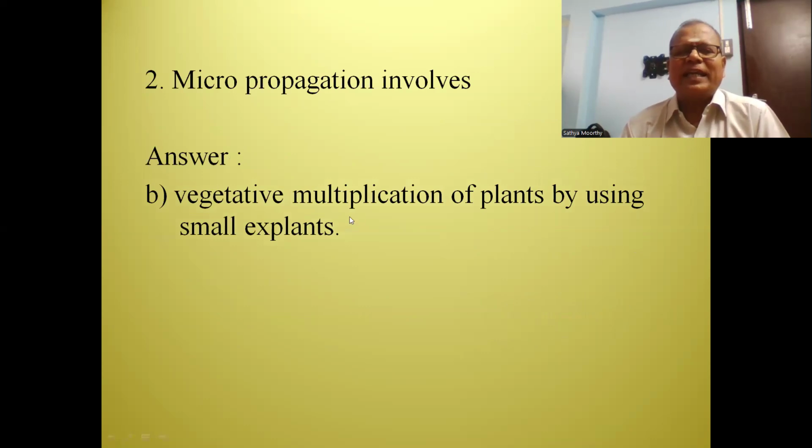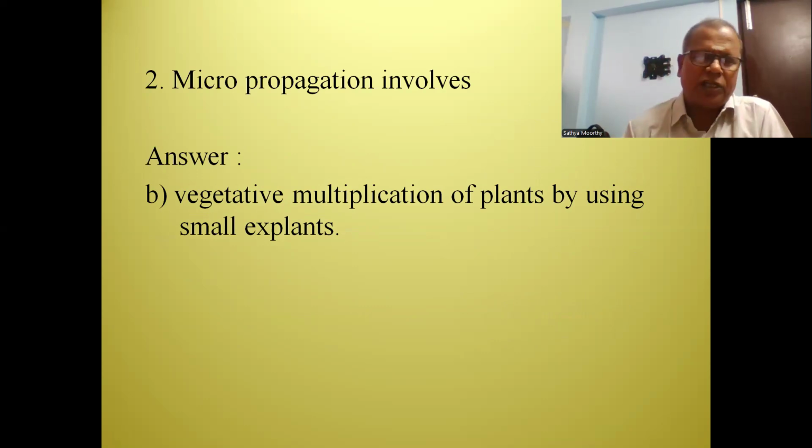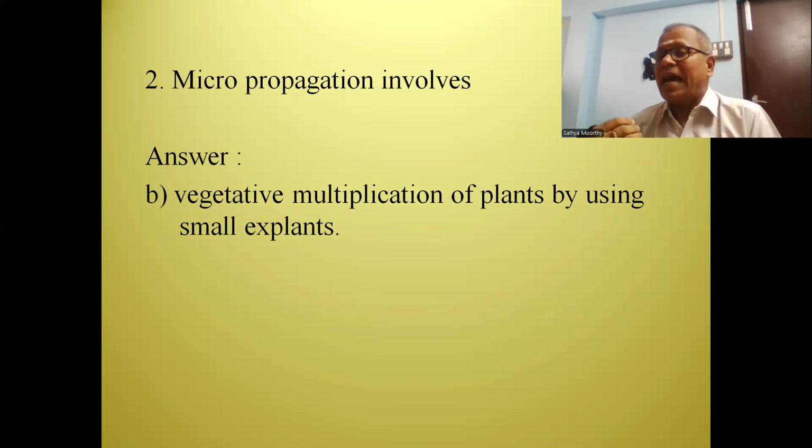The correct answer is vegetative multiplication of plants by using a small explant. An explant may be a cell, a tissue, an apical bud, an axillary bud, the apical meristem, a stem, a small portion of the flower, or the anther for haploid plant production, like that.